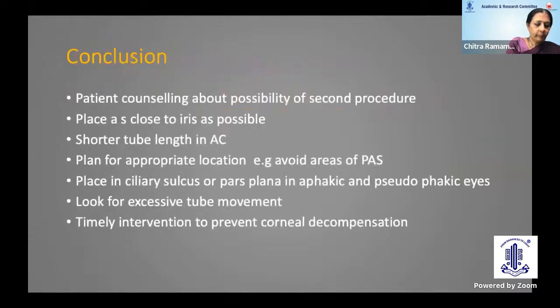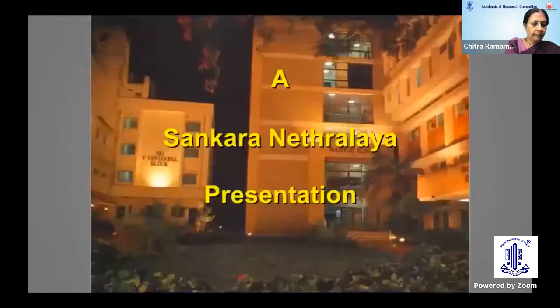So in conclusion, patient counseling about the possibility of a second procedure, place the tube as close to the iris surface as possible, use a shorter tube length, plan for appropriate location, place in the ciliary sulcus or pars plana in aphakic and pseudophakic eyes, look for excessive tube movement, and timely intervention to prevent corneal decompensation.